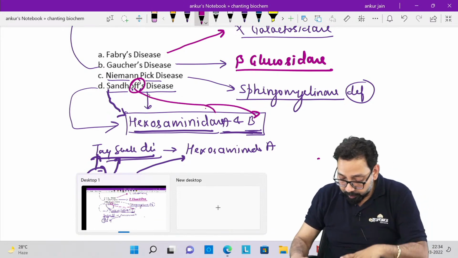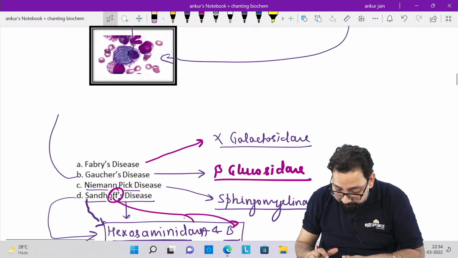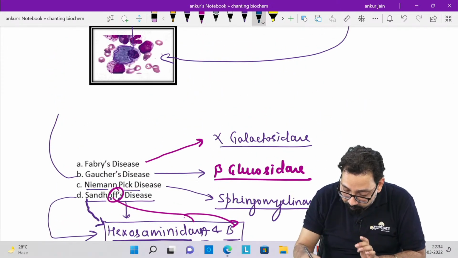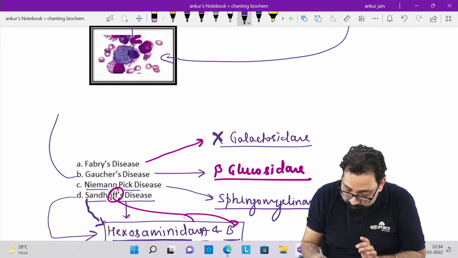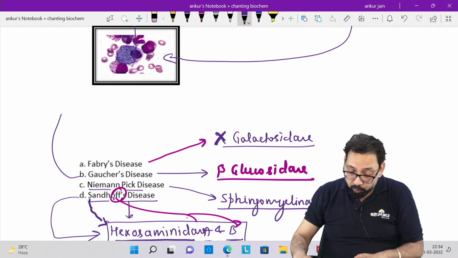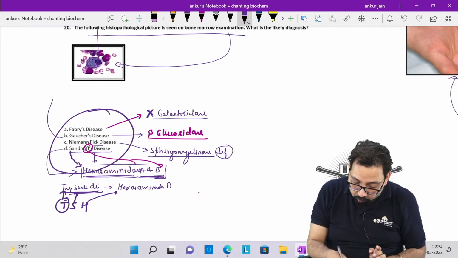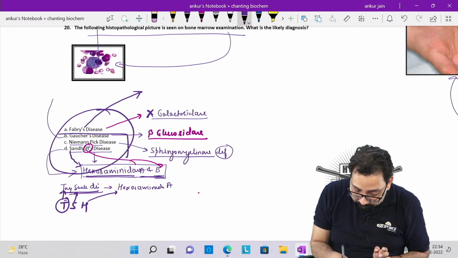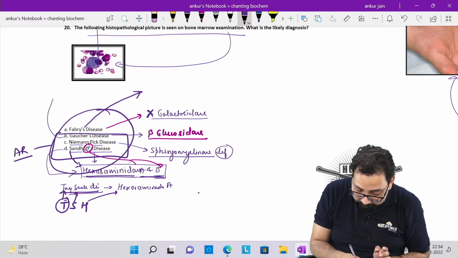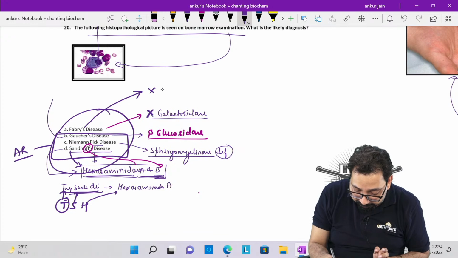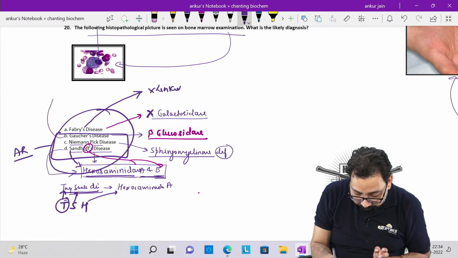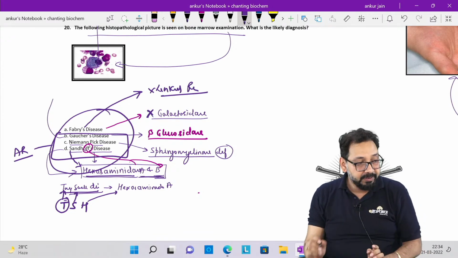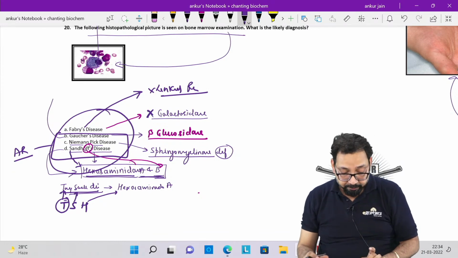Now I have deliberately rubbed it and now it is looking like X. Alpha galactosidase is looking like X. All these are autosomal recessive except Fabry's disease. Yes, these three are autosomal recessive, but Fabry's disease is X-linked recessive.